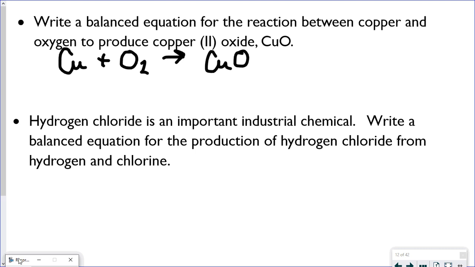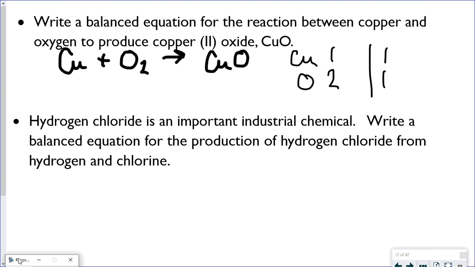So when we're balancing these, we want to make sure to list out what we have on both sides. That makes it a little bit easier to balance. So on both sides of the equation, we have copper and oxygen. On our left side, we have 1 copper and 2 oxygens. On our product side, we have 1 copper and 1 oxygen. So right now our coppers match, but our oxygens do not.